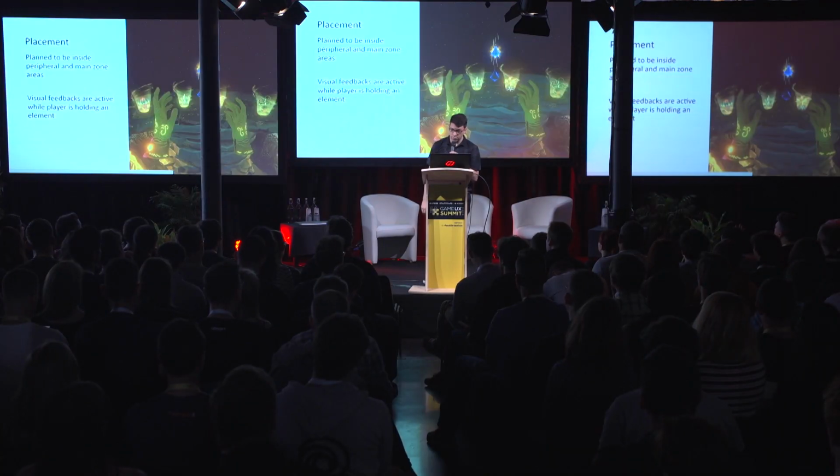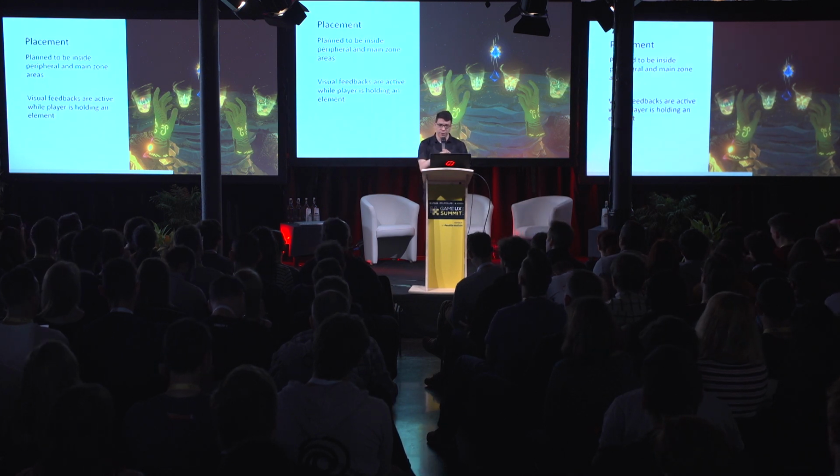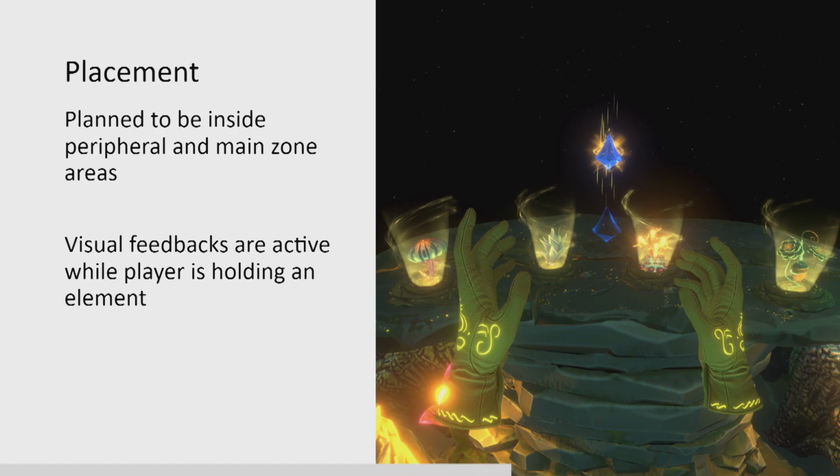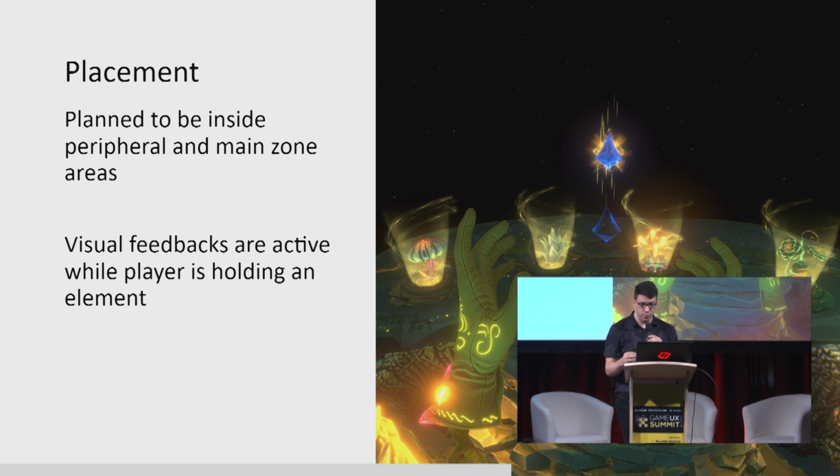So about placing the instruments in the pulpit, these interactions were planned to be inside the peripheral zone. So if I mix things to my right, in the peripheral area, there is going to be visual feedback and sound that makes me turn myself to that side as a stimulus. As soon as someone picks an item, there are visual feedbacks active, and if I release the item, the visual feedback is gone. So I connect them visually, so I know I can do something else with the item in my hand.